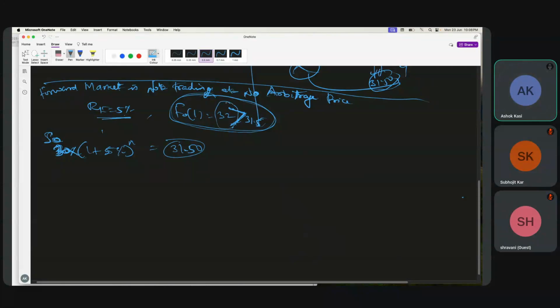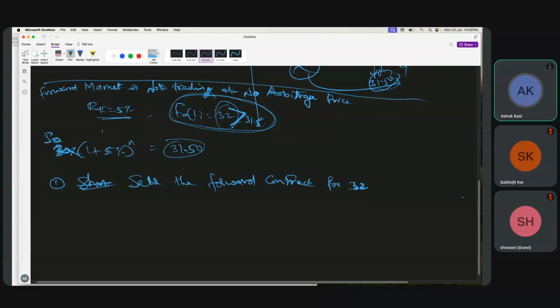Because it is overpriced, what I will do, first of all, is enter into a short sale, or let's say sell the forward. Okay, sell the forward contract. Sell the forward because whatever is overvalued, that we will sell, right? Sell the forward contract for 32.